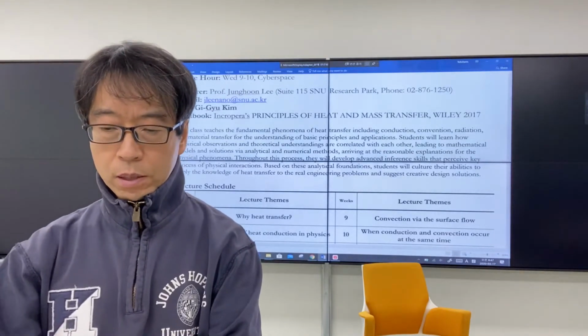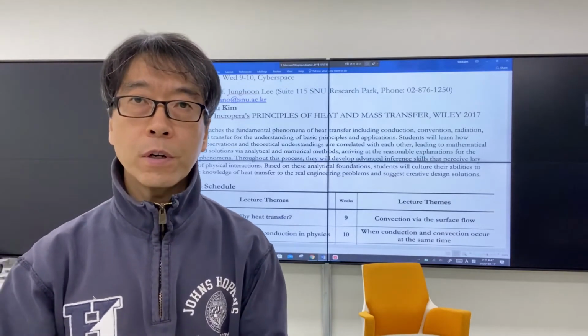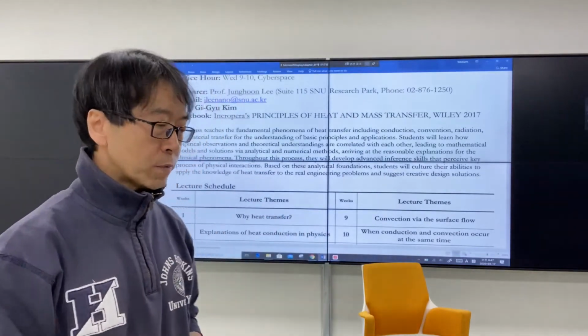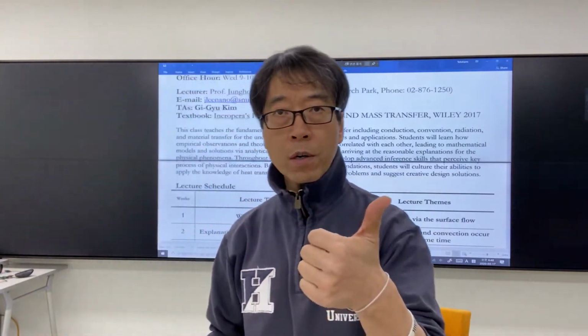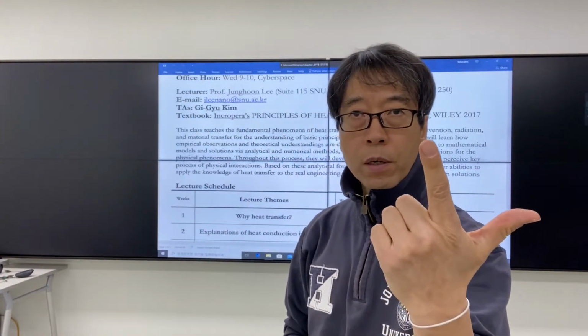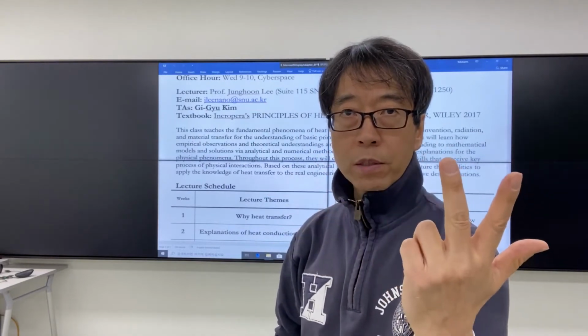This class teaches the fundamental phenomena of heat transfer, including conduction, convection, radiation, and mass transfer for the understanding of basic principles and applications. There are three modes of heat transfer: conduction heat transfer, convection heat transfer, and radiation heat transfer. And you're gonna learn all these three things.